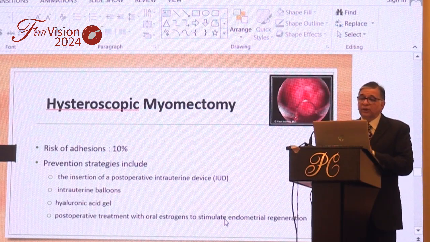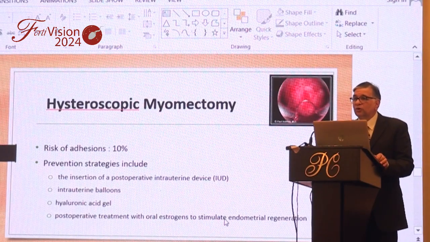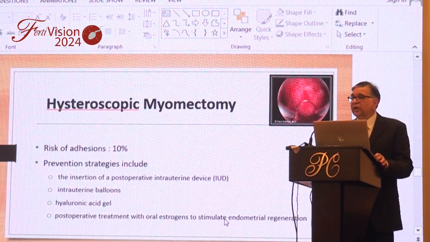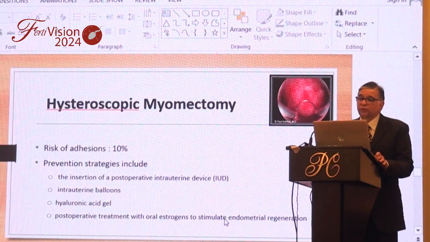But if you're worried about it, you can actually insert an intrauterine contraceptive device into the uterus. I've never done it during the myomectomy, but that is one option which is available.